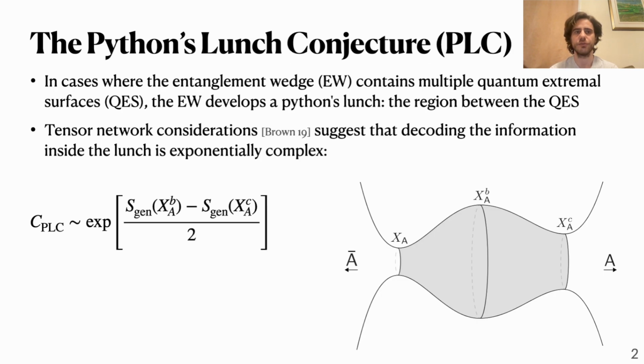The motivation for this work starts with the Python's lunch conjecture. This conjecture concerns geometries which have entanglement wedges with multiple quantum extremal surfaces. The region between the quantum extremal surfaces, shown here, is called the Python's lunch. The PLC predicts that the complexity to reconstruct information inside the lunch will be exponential in the area difference between the index 1 surface, shown here, called the bulge, and the non-minimal QES, called the constriction, shown here.